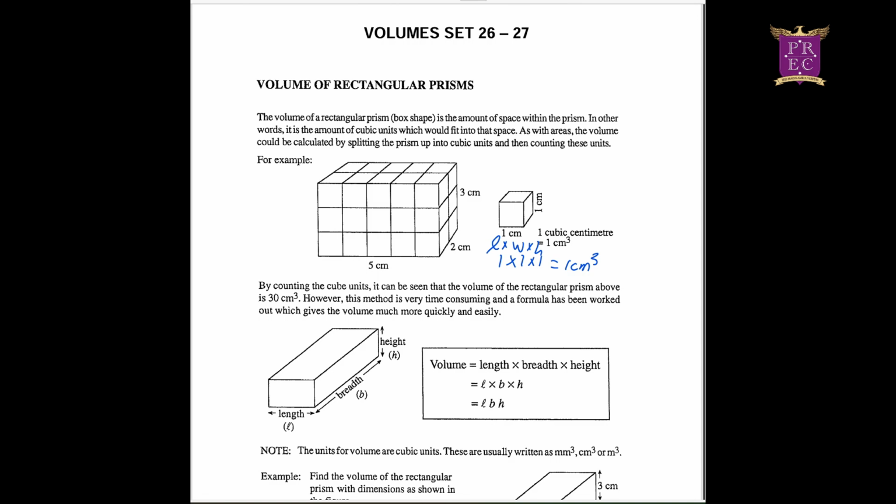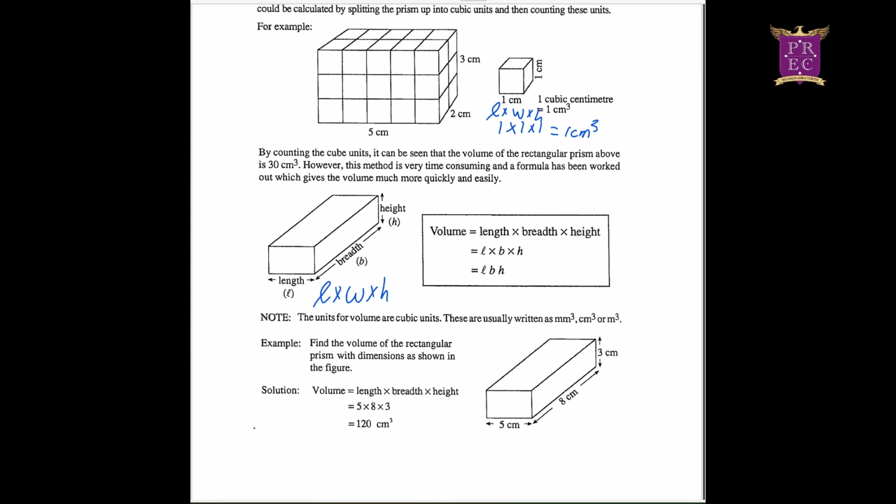So over here, we're multiplying the length by the width and the height. The width is also called breadth in some circumstances. So width and breadth are the same. Just remember that. Now, the cubic units are written as cubic centimeters or cubic meters, or sometimes cubic millimeters.